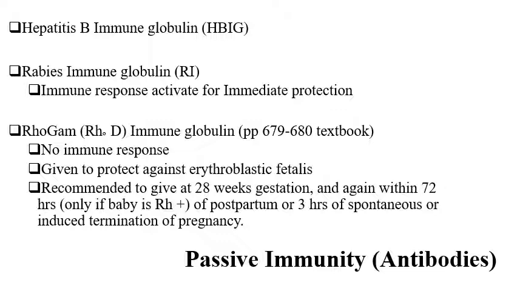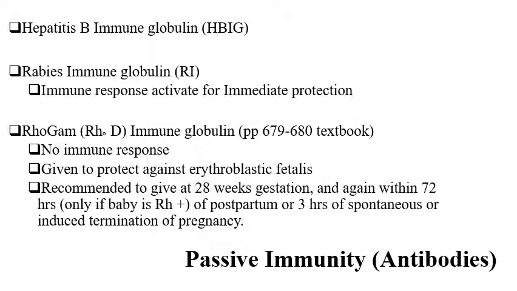This is also done if anybody has been exposed to rabies. So immunoglobulins provide individuals with passive immunity. A second indication for passive immunity is for situations where the activation of the immune response is not desirable. In this case, the individual is given the antibodies against the foreign antigen and the immune system does not mount a response. An example would be RhoGAM.